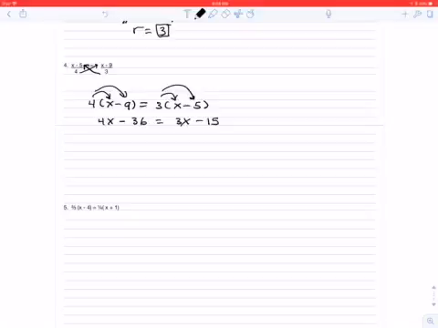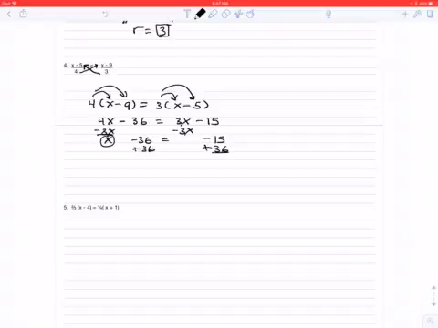X's are on two sides of the equal sign, so I'm going to get rid of one of them. I'll get rid of the smaller. So subtract 3x from both sides. So I have x minus 36 equals negative 15. Now to get that x by itself, I'm going to add 36 to both sides. I'm left with x equals 21.